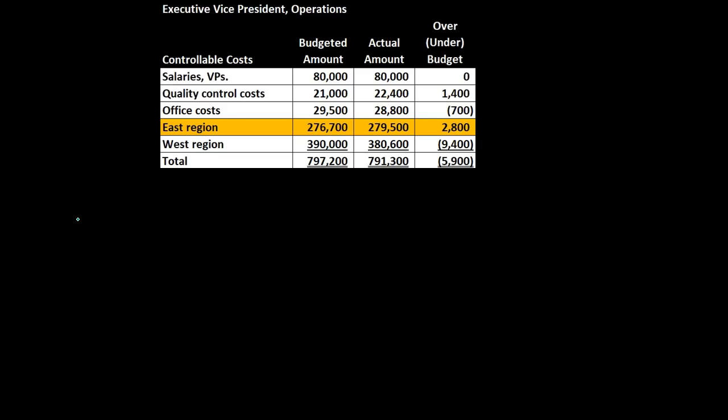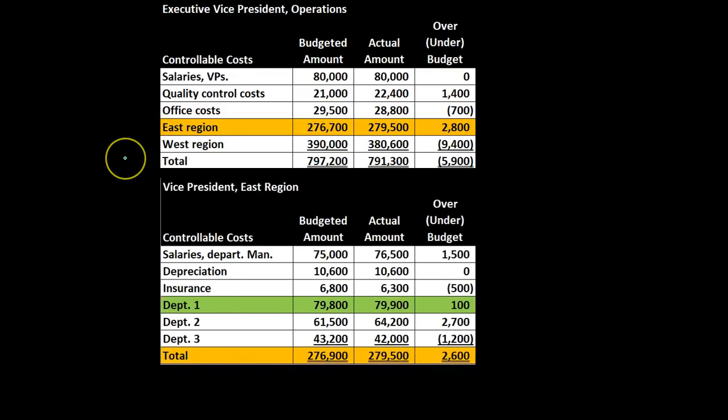So if we consider just how this cost structure could work, if we consider an executive vice president of operations, these being the controllable costs, this is at the higher level now. We're talking about the higher level, the executive vice president of operations. We've got the controllable costs, the salaries for the VPs, the quality control costs, the office cost, the East region, the West region. Then we can break out the East region. Who's going to be in charge of the East region? This is the vice president.